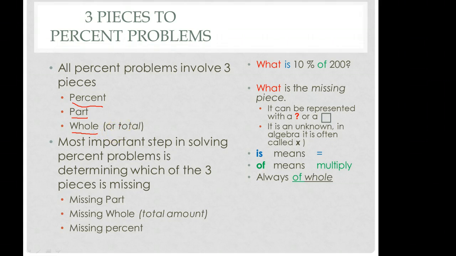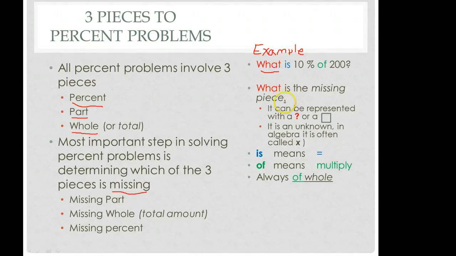And the most important thing to do when you're solving a percent problem is to figure out which piece is missing. Is the part missing? Is the whole missing? Or is the percent missing? So here's an example that I have. I color-coded everything to help you see a little better what's going on. If I ask you, what is 10% of 200? This question has a part, a percent, and a whole. Anytime you see the word what, that is your missing piece.